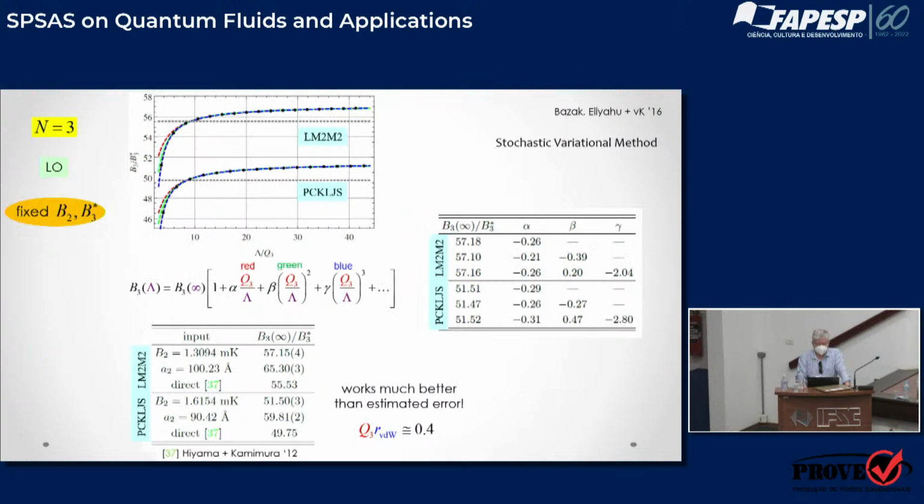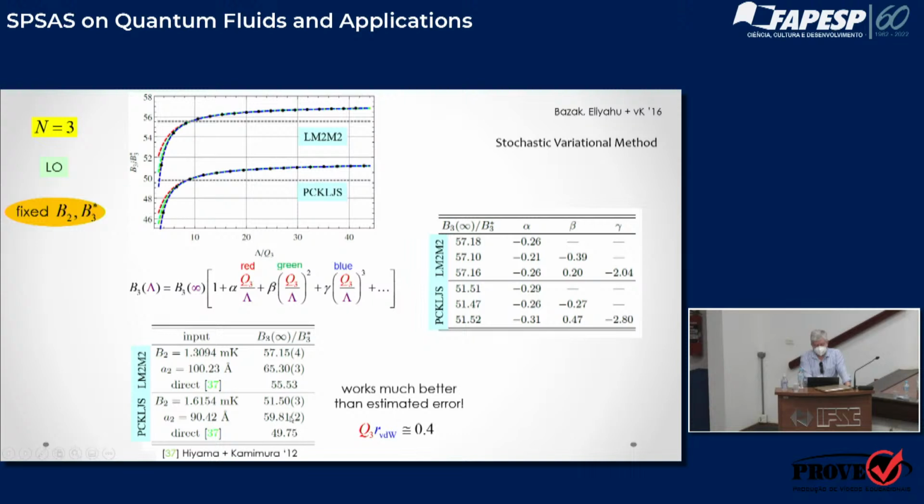So first of all, I calculate the binding energy of the ground state divided by the binding energy of the excited state. It converges with the cutoff to show that the problem is renormalized, and converges very nicely. I can extrapolate to large cutoff to see what my prediction is. And here's my prediction when I use B2, the binding energy of the dimer, as input. When I use the two-body scattering length as input, it changes a little bit. And this is a comparison with a direct calculation with this potential, LM2M2.